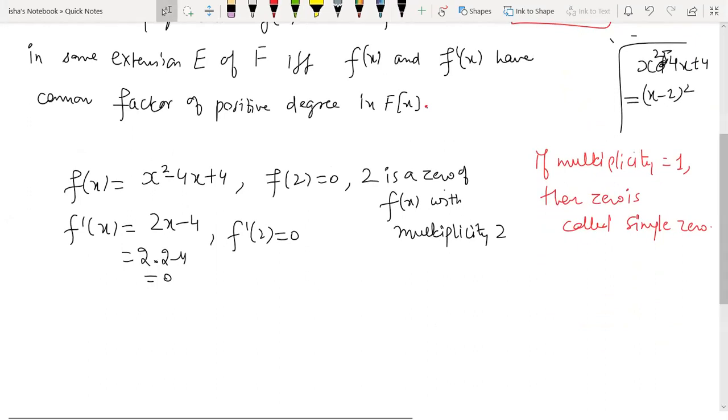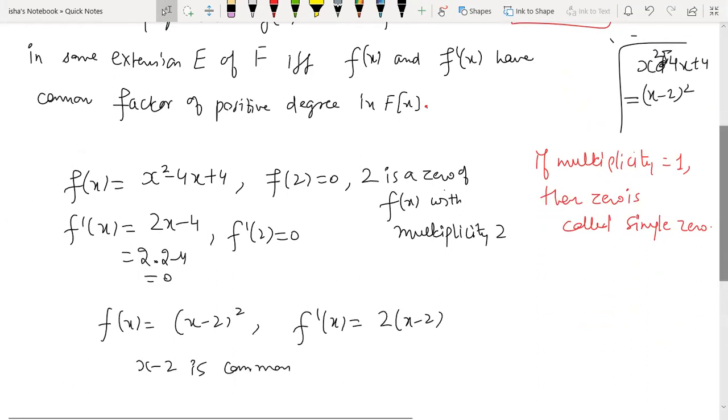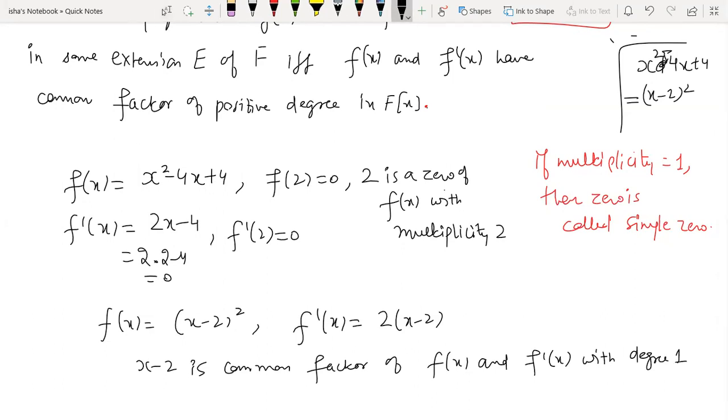Now the common factor will also be visible to you from here. f(x) is (x minus 2) square and f dash x is 2 into (x minus 2). So what is the common factor? x minus 2. So x minus 2 is clearly a common factor of f(x) and f dash x with positive degree, because it's written in the statement positive degree. So with degree 1. The degree of the common factor will tell you how many times the root is appearing, which you can see from the main factor.